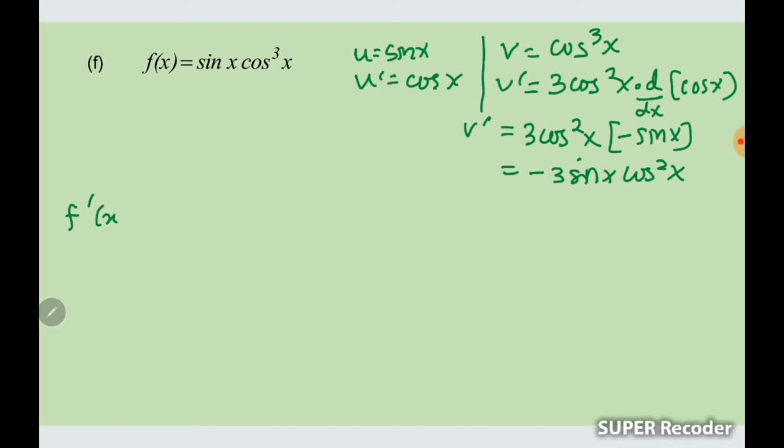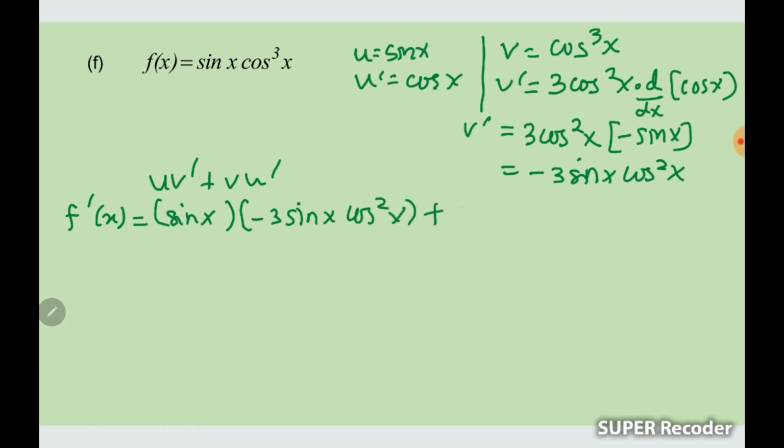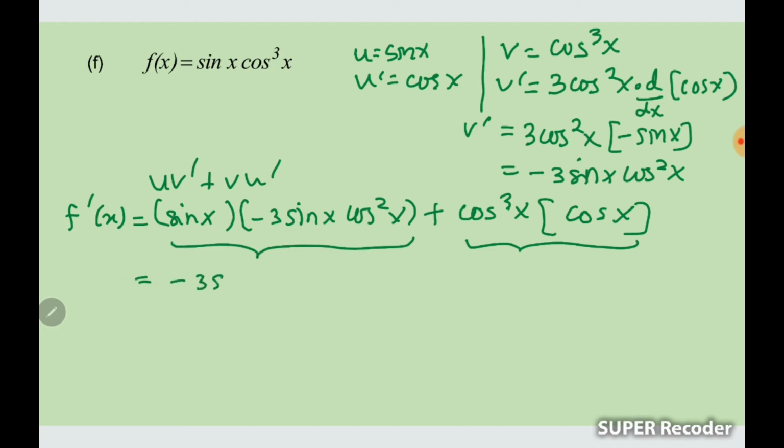So differentiate f, you will get f prime equals u multiplied with v prime plus v u prime. So sin x multiplied with v prime, negative 3 sin x cos squared x, plus v is cos cubed x, u prime cos x. Okay, then you see that this term can be simplified. So the answer is negative 3 sin squared x cos squared x plus cos to the power of 4 x.